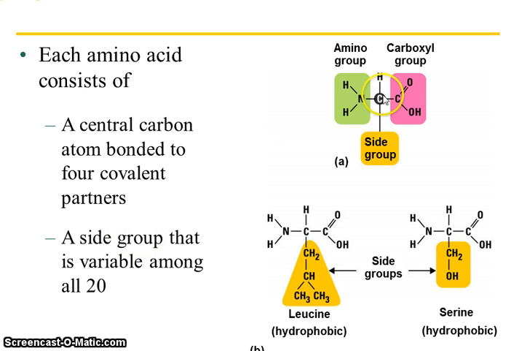So what does each have? They each have a carbon atom with an amino group, this NH2 with nitrogen. And then they have a carboxylic acid, and then a side group. This side group is what changes amino acid to amino acid. And what they look like determines if they're hydrophobic or hydrophilic.